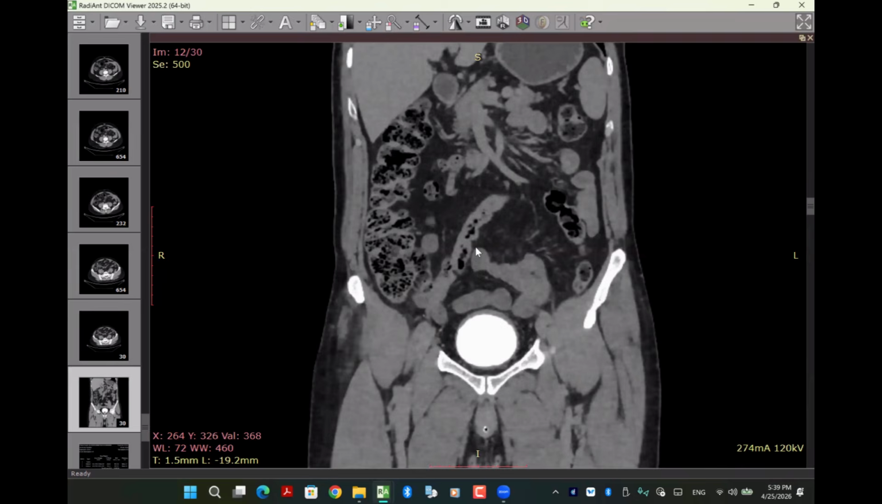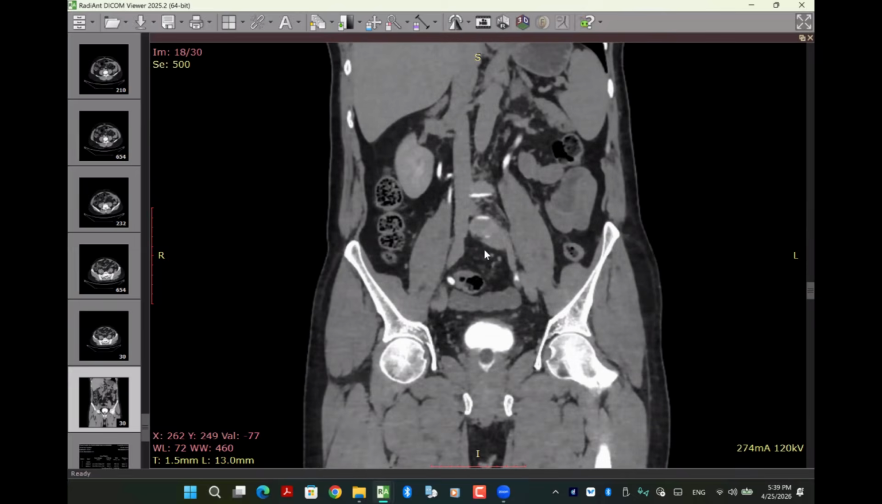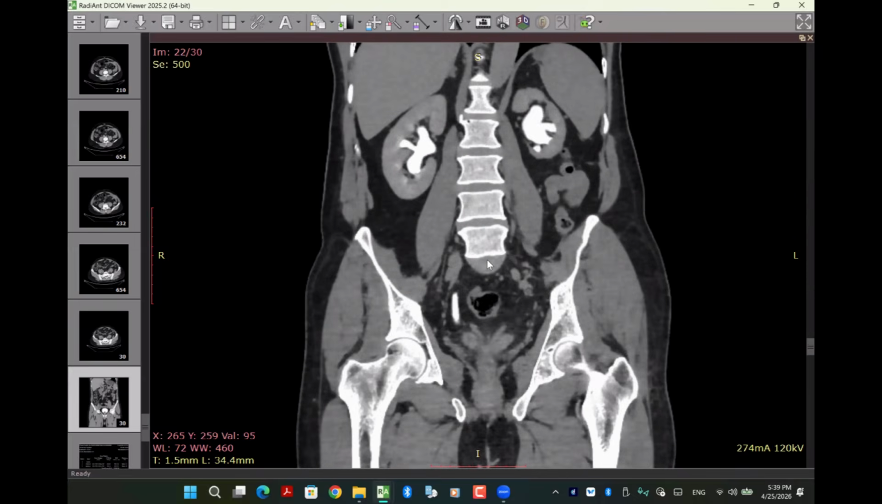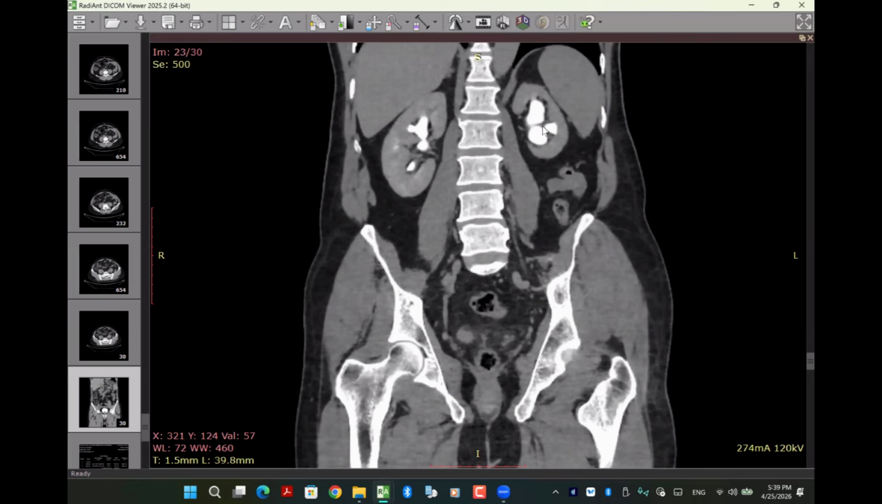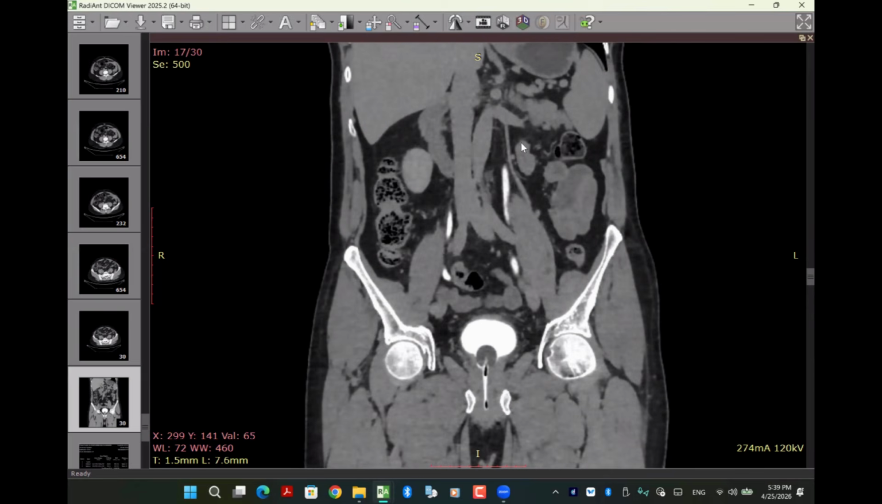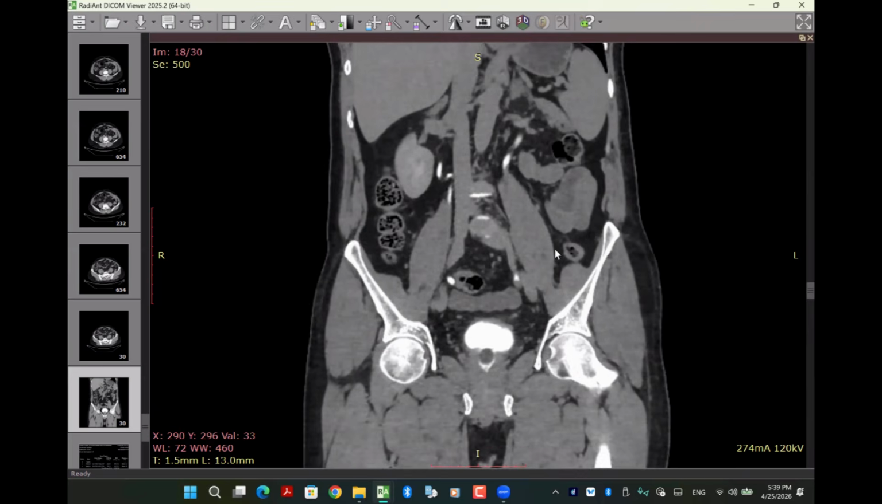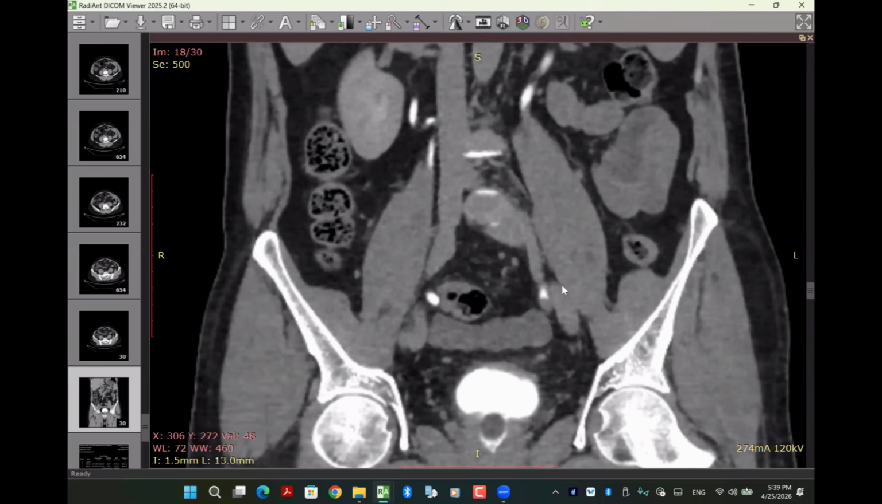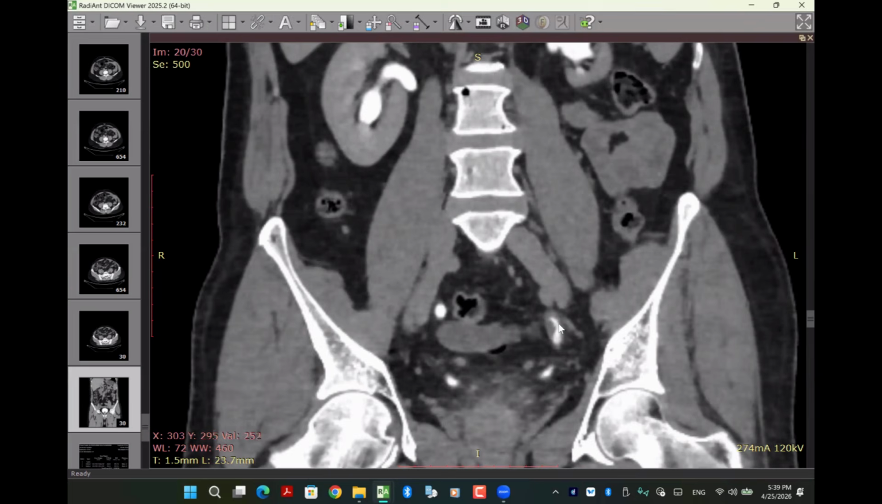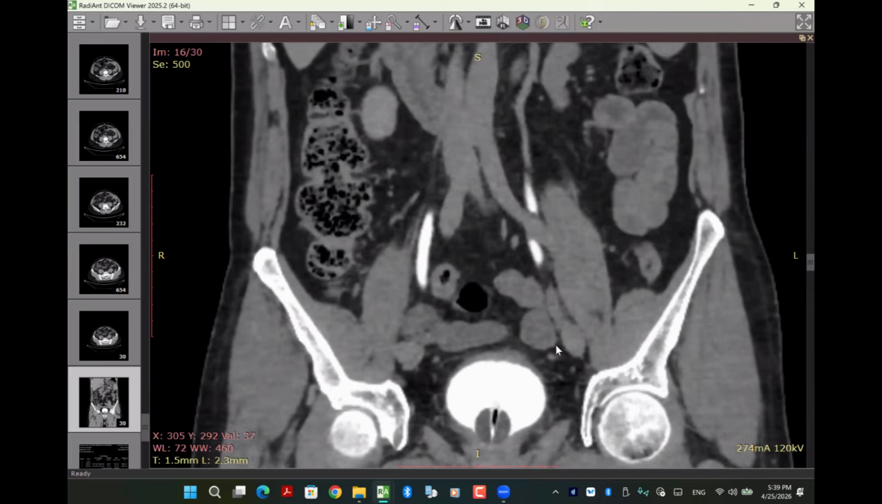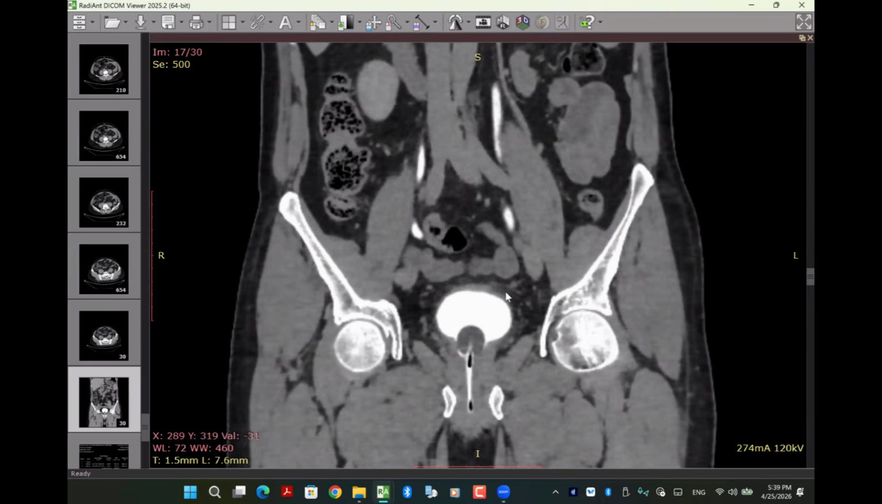Let me show you something. Scroll in the coronal. Look, this is the calyx and proximal ureter. Go down. What is this? Yes, this is the mass in the ureter. Describe this lesion for me.